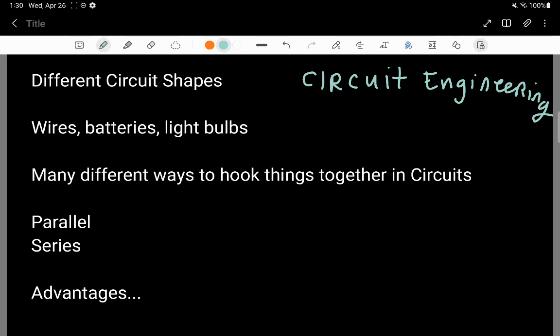Also, even just people who are electricians, right? So you might have a job where you go and you rewire a house, and you have to do this safely. And you actually also have to do it taking advantage of advantages in certain circuit designs versus others.